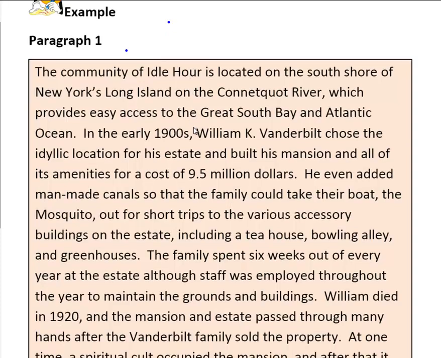Okay, your first statement said William K. Vanderbilt chose the location for the mansion because he enjoyed being on the water. Now this seems like a logical inference. The paragraph does not directly state that he enjoyed being on the water, but it does tell us that he added man-made canals. Right in this section over here. He added man-made canals so that the family could take their boat, the Mosquito, out for short trips. Therefore, it seems like a good educated guess to infer that he enjoyed the water. For now, we will keep this as a maybe in case there are any other statements that seem more right.